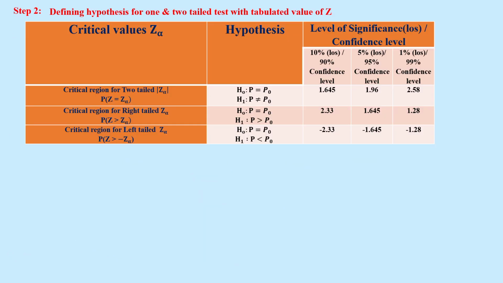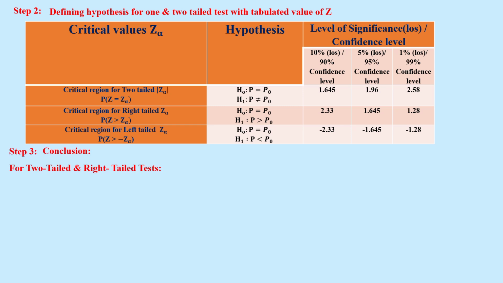Step 2, defining the hypothesis. These are all the standard ones. We have also given the table for 90%, 95%, 99%, that is the 10% level of significance, 5% level of significance, and 1% level of significance. The table value is given. So the critical region: first the two-tail test, second the right-tail test, and third the left-tail test.